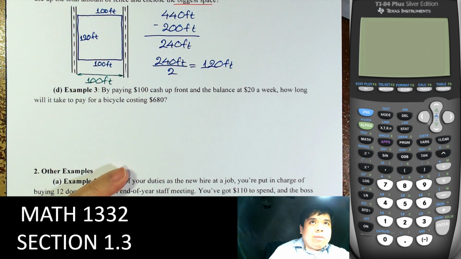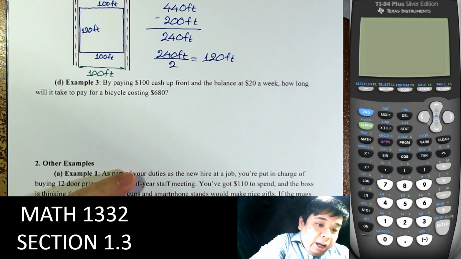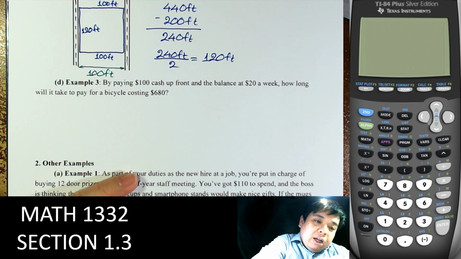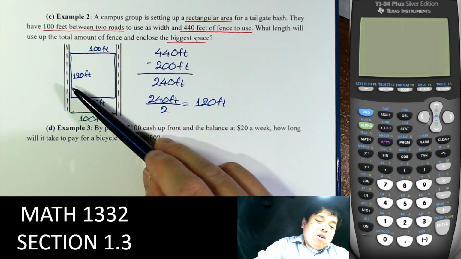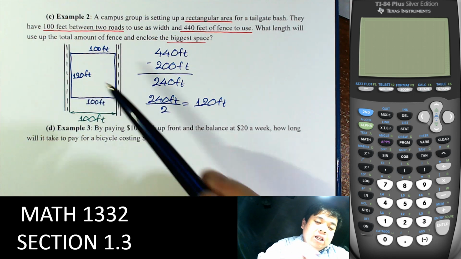Of course, when we have the number, we should check to make sure that the number is reasonable. They all add up to 440, and the area will be biggest.